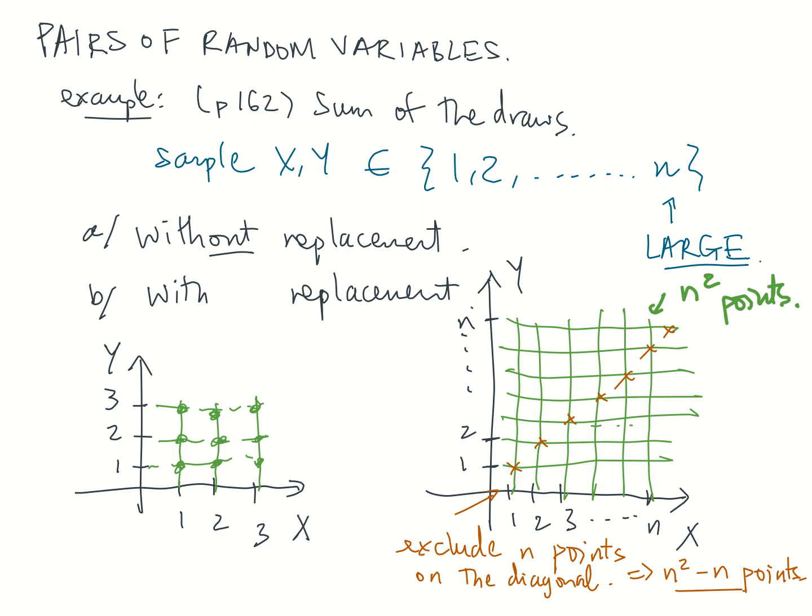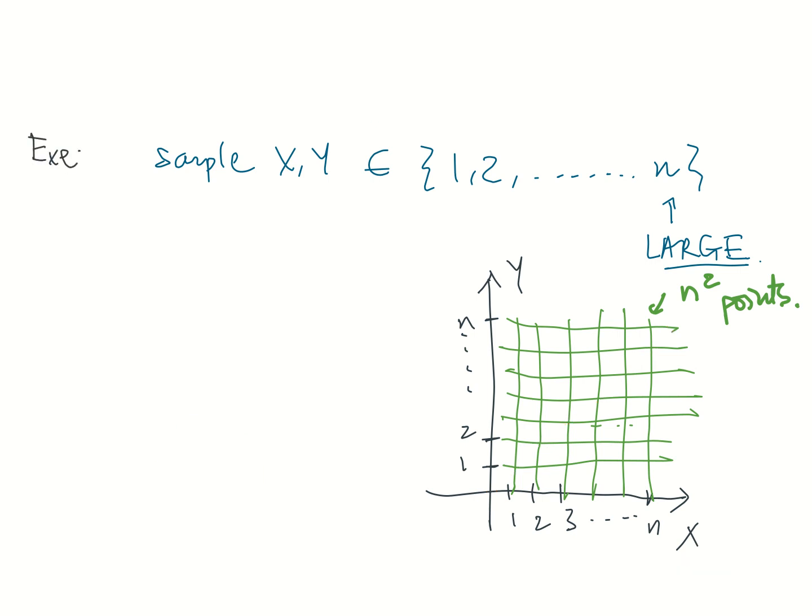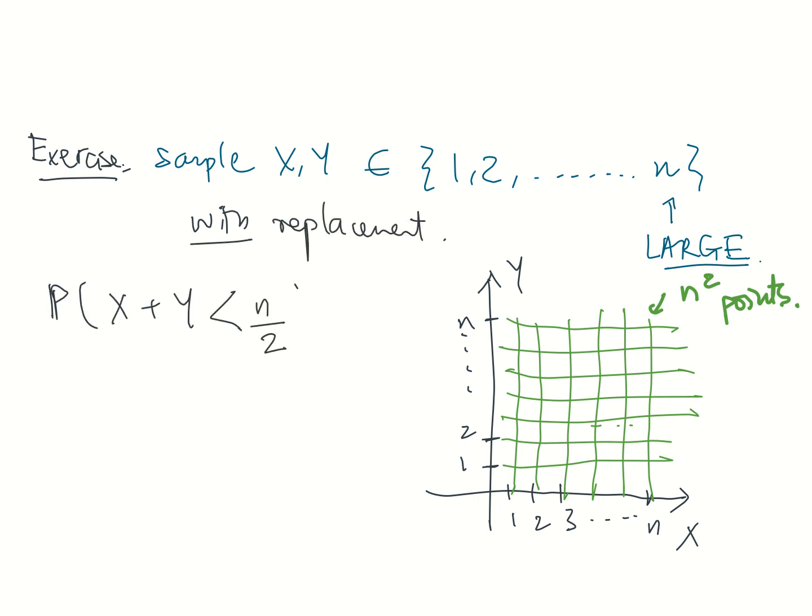This is why, even though we sample without replacement from a large population, for example in opinion polls, it is okay to approximate probabilities as if we're sampling with replacement. Here's an exercise. Draw two integers between 1 and N with replacement. What is the probability that the sum is less than N/2 when N is really large?